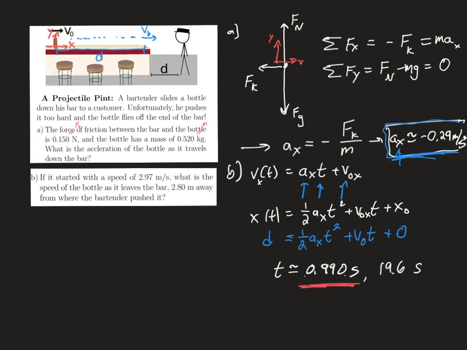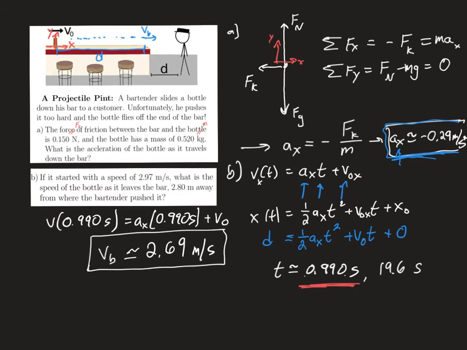Okay, anyway, so we have the time. It is 0.990 seconds. So we can now plug it into the velocity formula, which looks something like that. And if you plug that into your calculator, you get 2.69 meters per second.